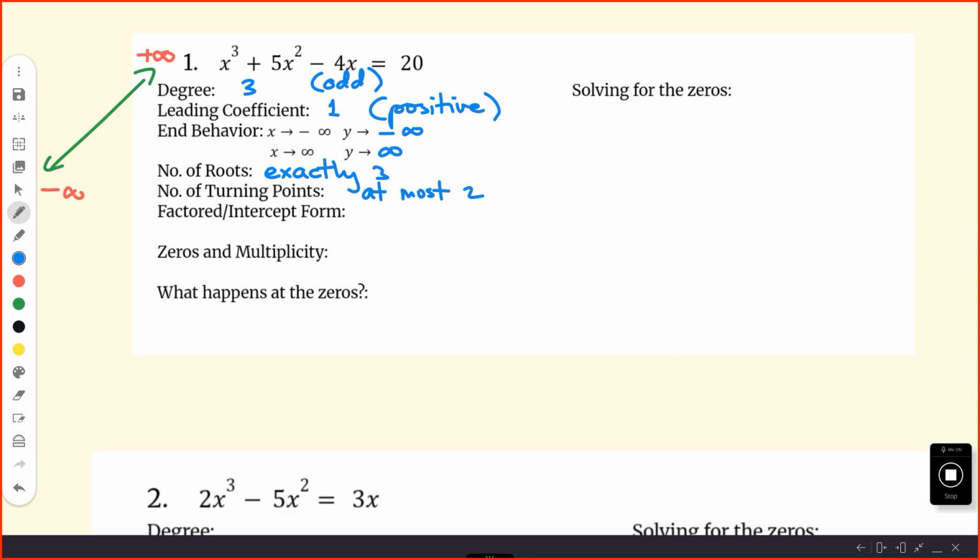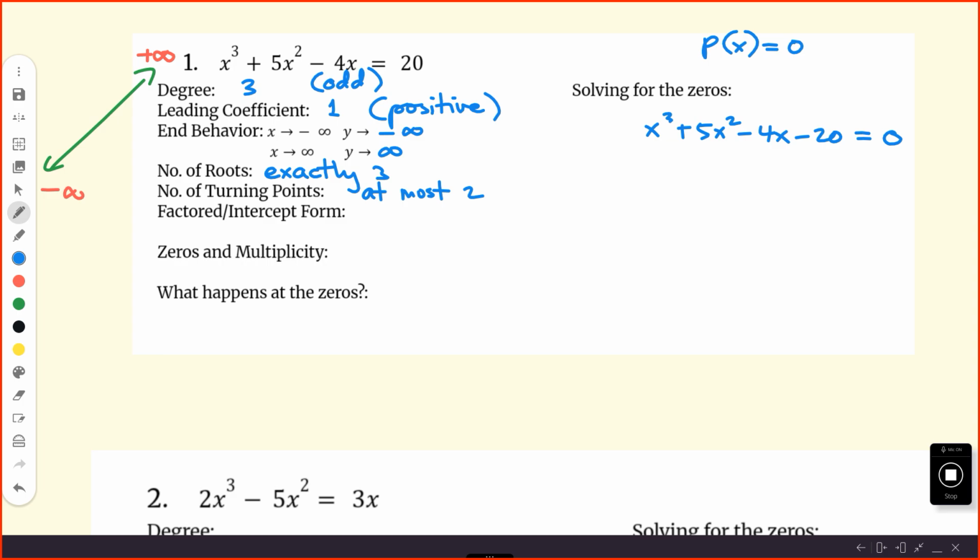Now, the first thing that we're going to do, make sure we express this as p of x equals 0. So the right side of this equation must be 0. How do we do that? Subtract by 20. So I can write this as x cubed plus 5x squared minus 4x minus 20 equals 0. Make sense?